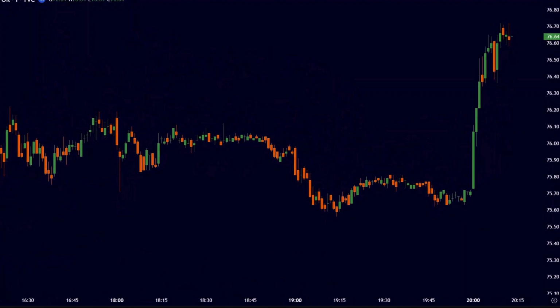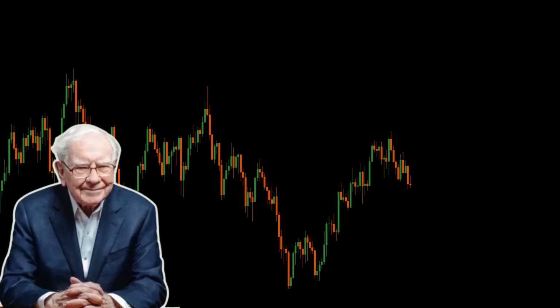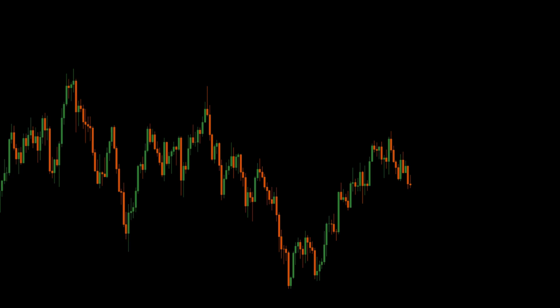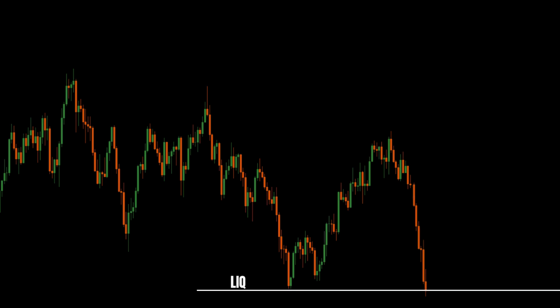They are the fuel. When an institution needs to build a large long position, they need sellers. Where are the sellers? Below that swing low. So they push price down below the low, trigger all those sell stop orders and stop losses, collect all of that selling, and use it to fill their own massive buy orders at a discount. Then once they are fully positioned long, price reverses upward, and everyone who just got stopped out watches the market go exactly where they originally thought it would go. Because they were right about the direction, they were just wrong about the timing.